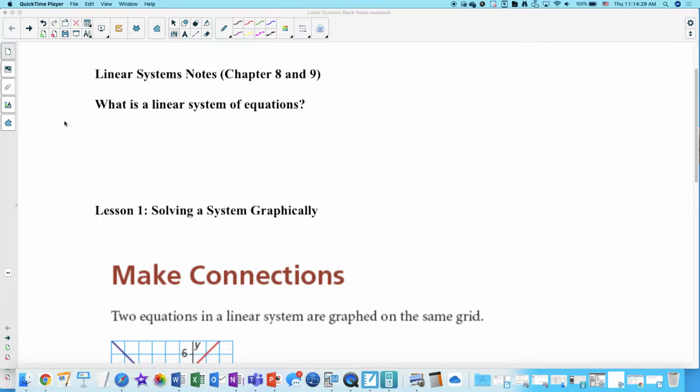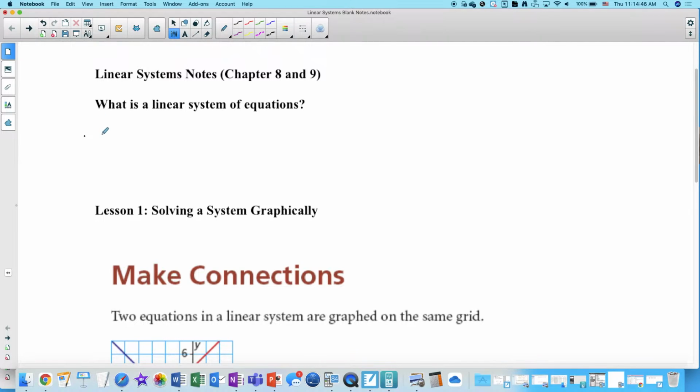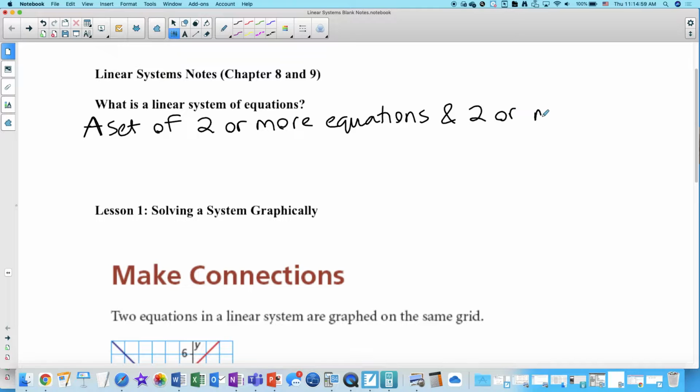The unit that we're going to talk about is linear systems. Okay, linear systems. What is a system of equations? A system of equations in general is a set of two or more equations and two or more variables.